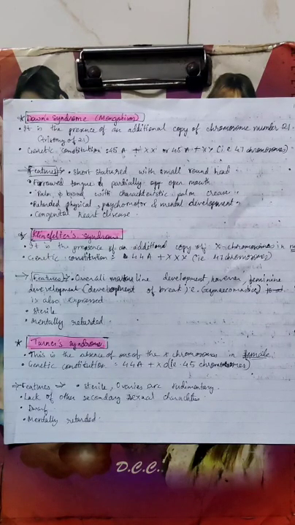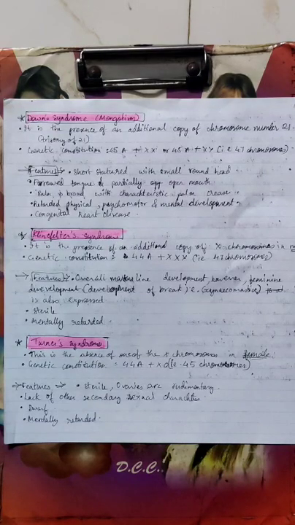The features are short stature with small round head, furrowed tongue and partially open mouth. Palm is broad with characteristic palm crease. Retarded physical, psychomotor and mental development. Congenital heart disease.